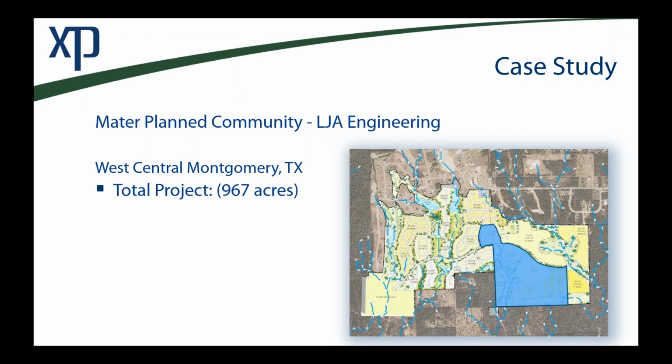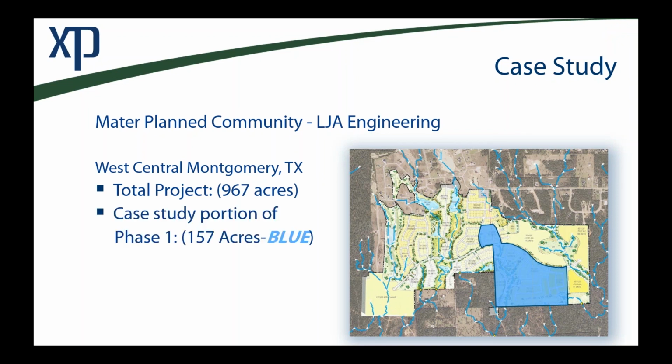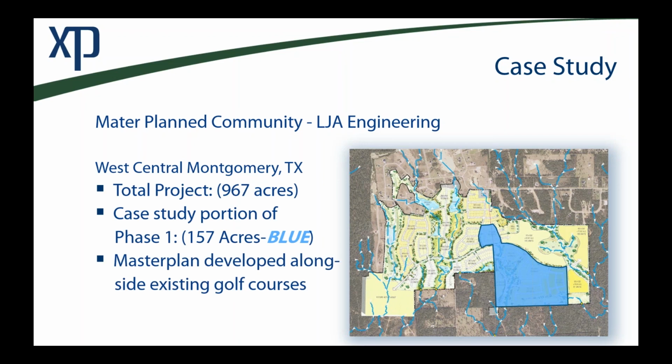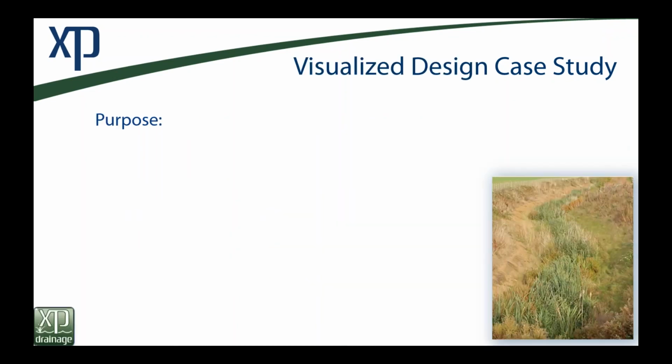The total project site is outlined in the yellow portion of that map. Our phase one portion is only about 160 acres. So, pretty good size. This is a pretty significant master planned community that integrates this development along with a significant golf course. So that's the very big picture of what we're looking at here with this preliminary case study.